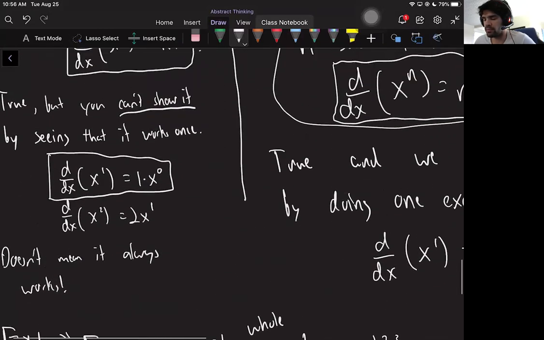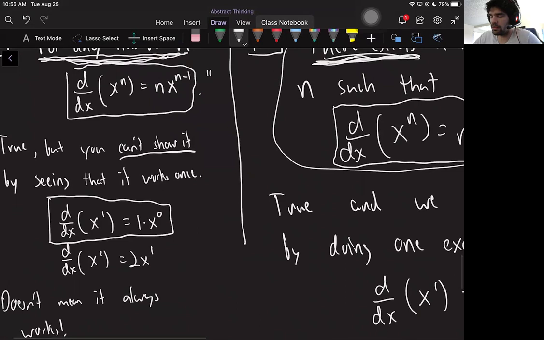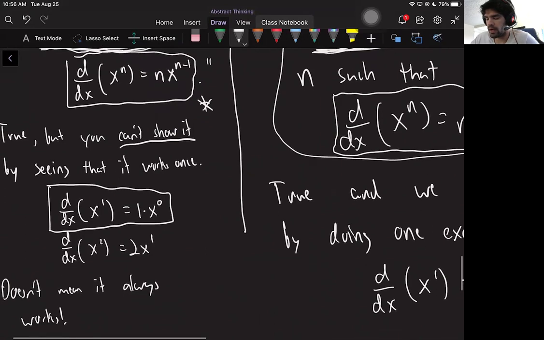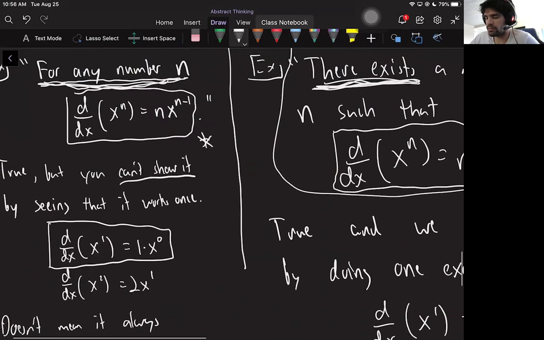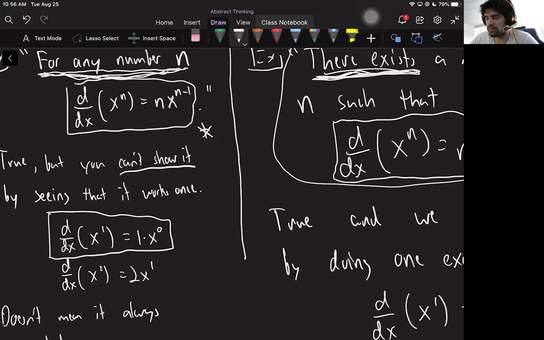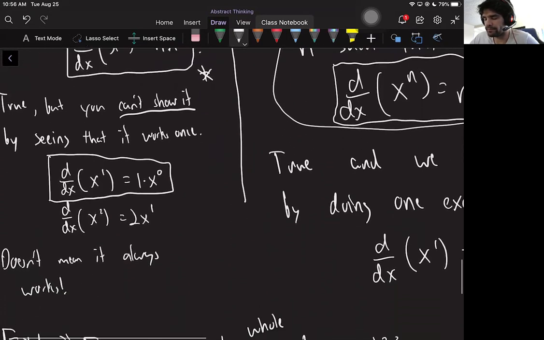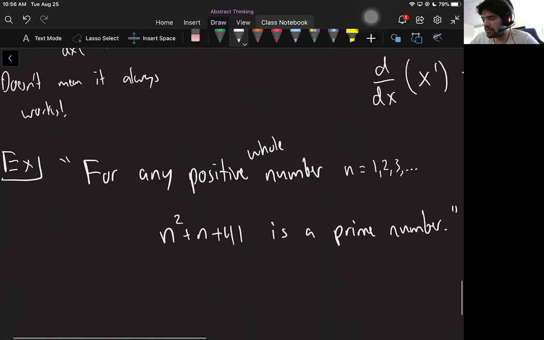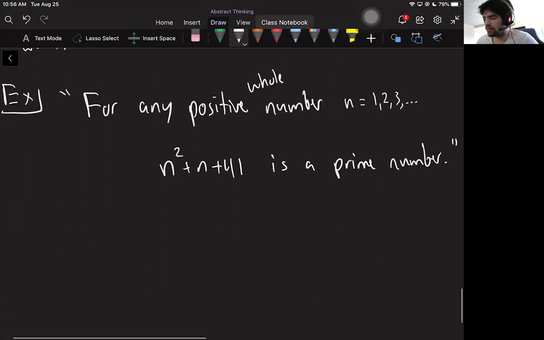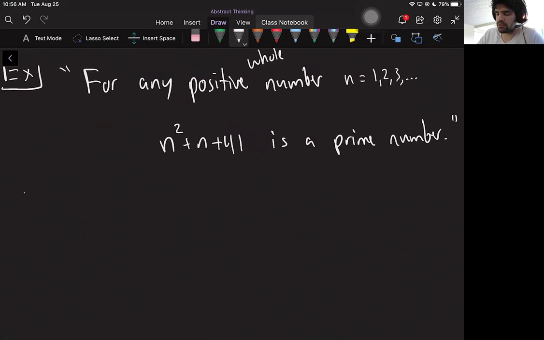So for example, over here, this thing, you could try a few and see that it works, and just from memory, you know that this equation works. But that kind of thinking will fail you here. So we can try some numbers.